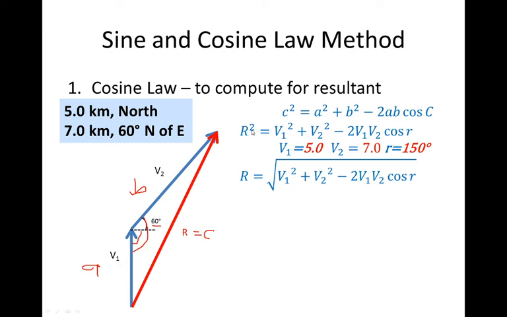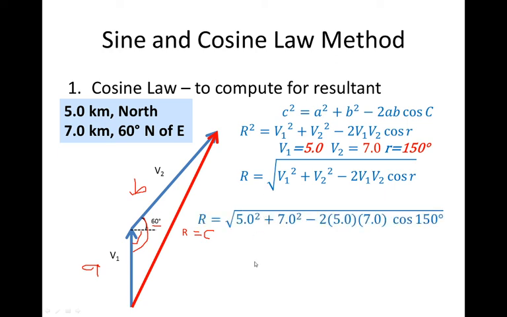So we get rid of the square. So it will be R equals square root of V1 squared plus V2 squared minus 2V1V2 cosine R. And then substituting values, we have 5.0 squared plus 7.0 squared minus 2 times 5 times 7 times cosine 150, all over square root. So the answer is around 11.6 or approximately 12 kilometers.